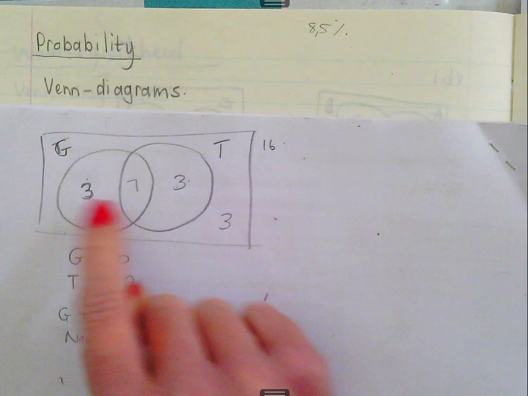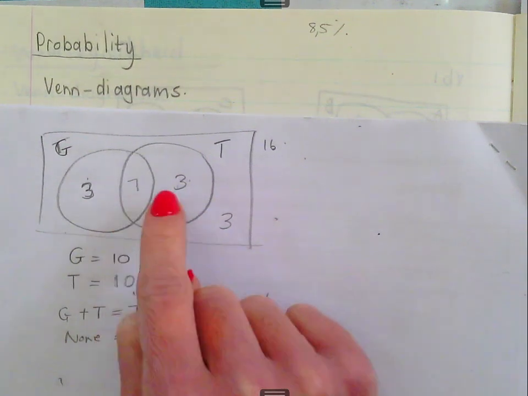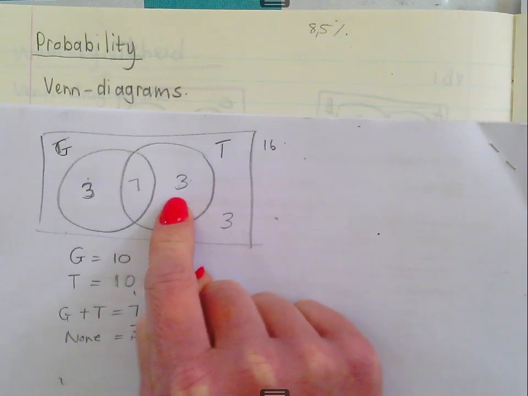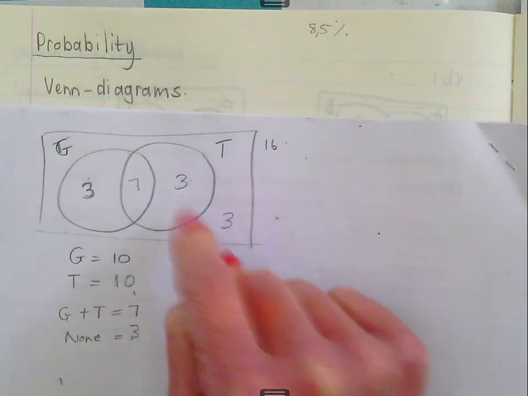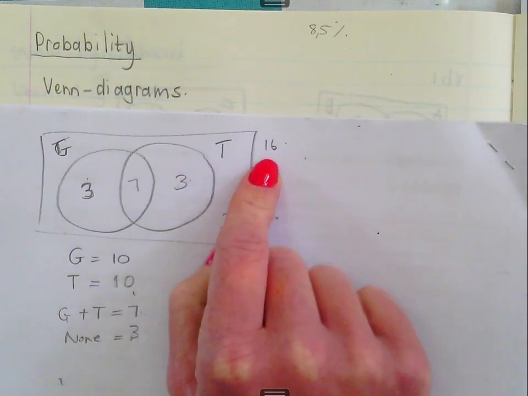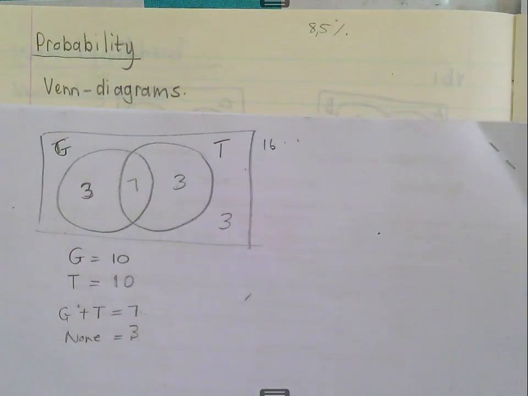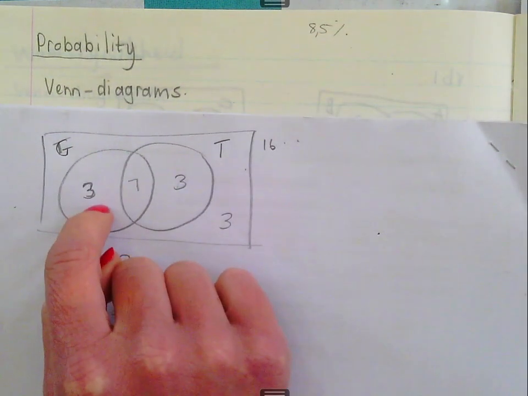7 that has geography and tourism. 3 that has tourism only. 3 that doesn't have geography or tourism. And when I add that 3 plus 3 plus 7 plus 3, it gives me the total of the class of 16. Okay, so do you understand the circle where there's only a number?